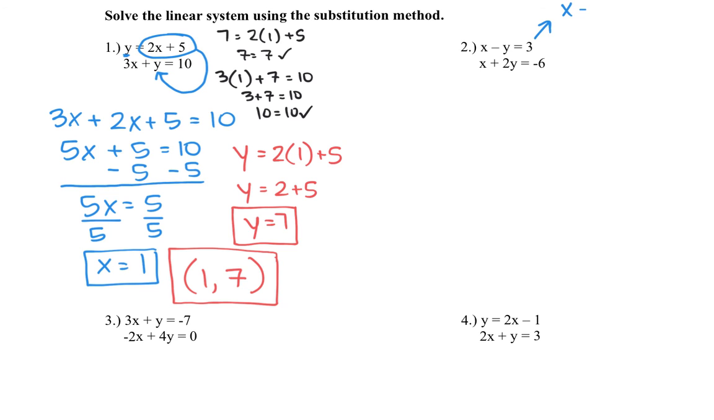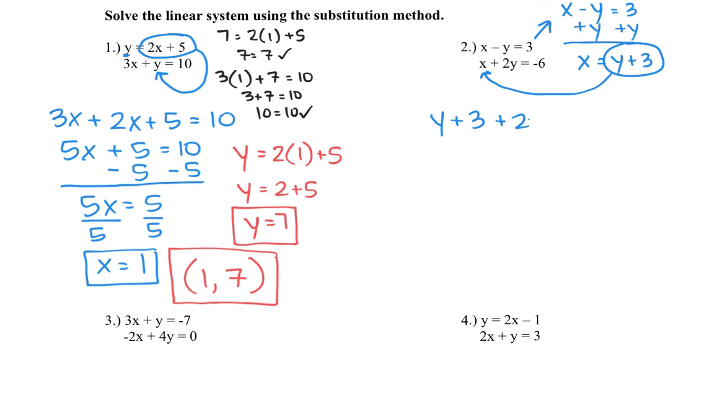So when I have x minus y equals 3, to get the x by itself, I'm going to add y to each side, and I get x equals y plus 3, or 3 plus y, it doesn't matter. So now that I know what x is, I'm going to plug that into the second equation. So I get y plus 3 plus 2y equals negative 6.